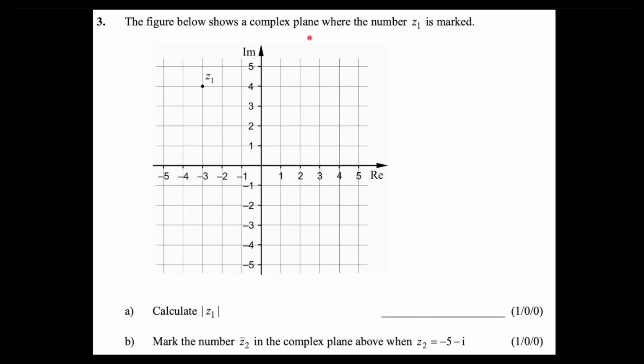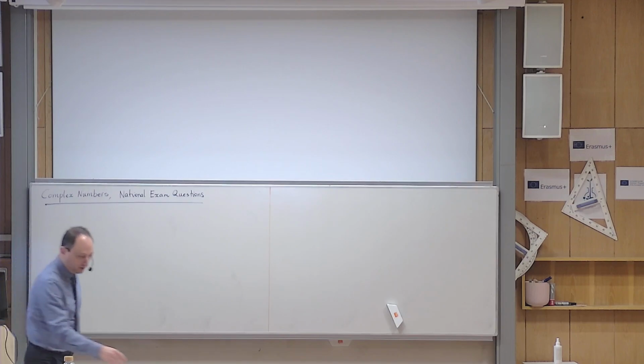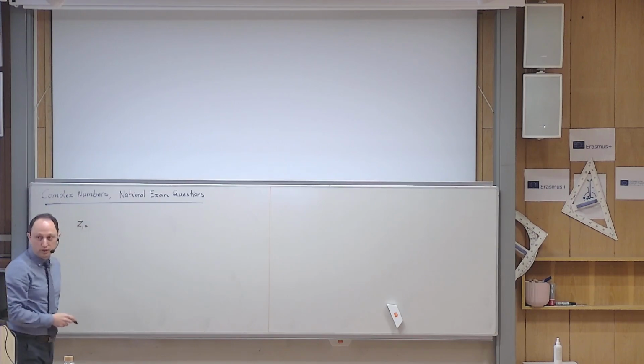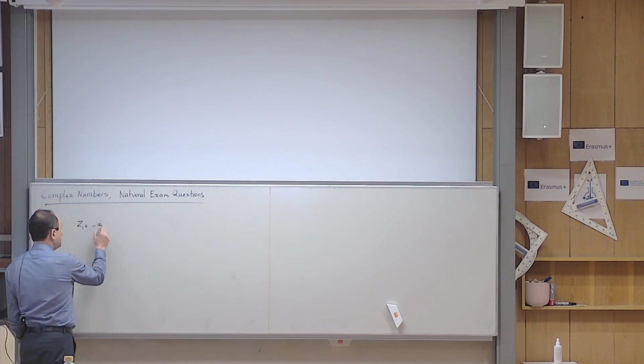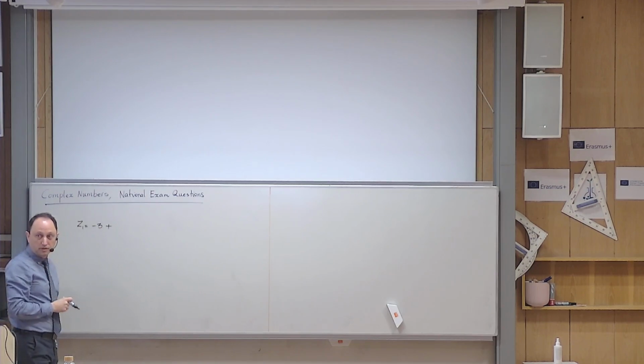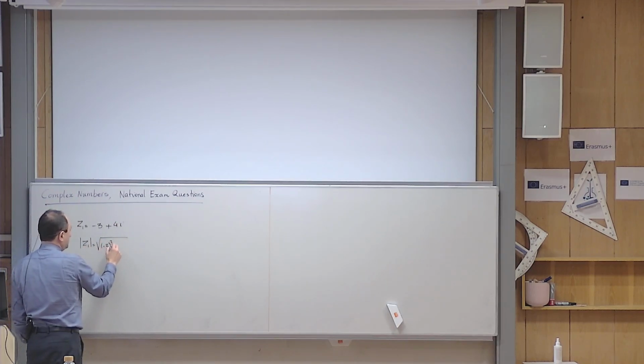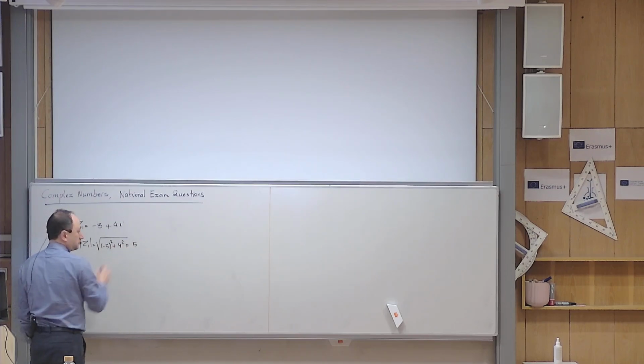The following figure shows a complex plane where the number z1 is marked. This is z1. Okay, calculate the absolute value of z1. So how do you do that? One way is to read z1. So what is z1? The real part is minus 3, and the imaginary part is 4. So it's minus 3 plus 4i. And then if I ask you what is the absolute value of z1, there is a formula in the formula sheet, so it's the square root of minus 3 to the power 2 plus 4 to the power 2, which is 5.